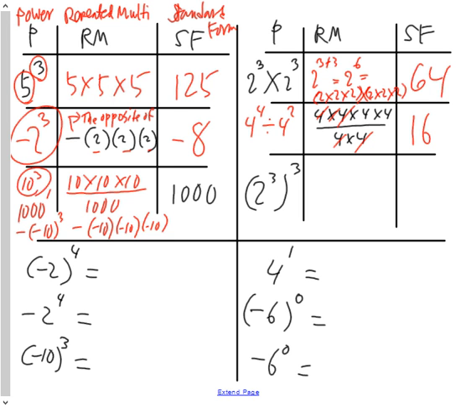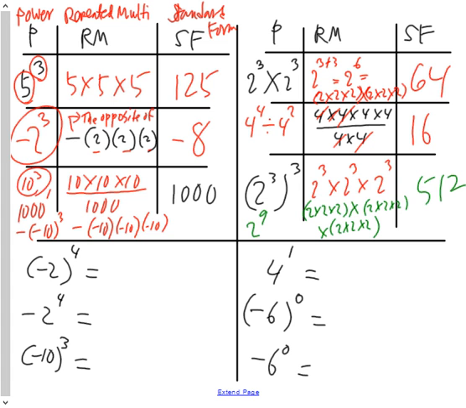And here 2 cubed cubed in repeated multiplication is 2 cubed multiplied by itself 3 times, or 2 times 2 times 2 multiplied by 2 times 2 times 2 multiplied by 2 times 2 times 2, which would be 2 multiplied by itself 9 times, which is what the rule is: keep the base and multiply the exponents. 2, 4, 8, 16, 32, 64, 128, 256, 512. 512 is your standard form.